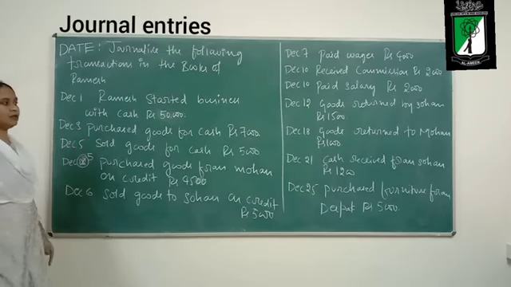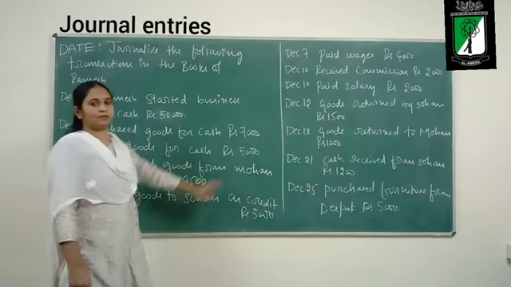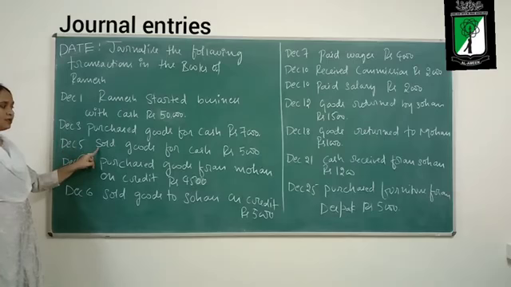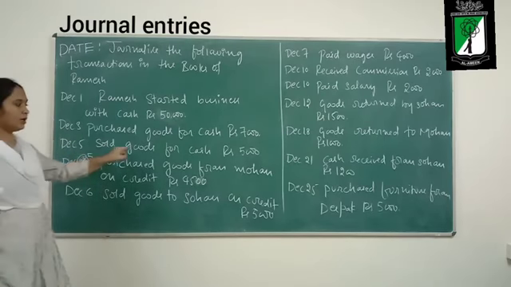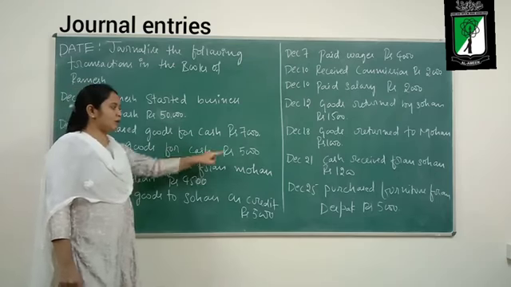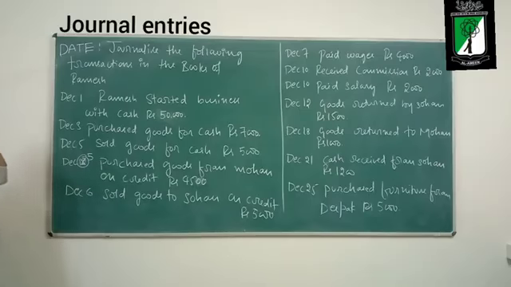Next, December 3rd, purchase goods for cash, rupees 7,000. December 5th, sold goods for cash, rupees 5,000.